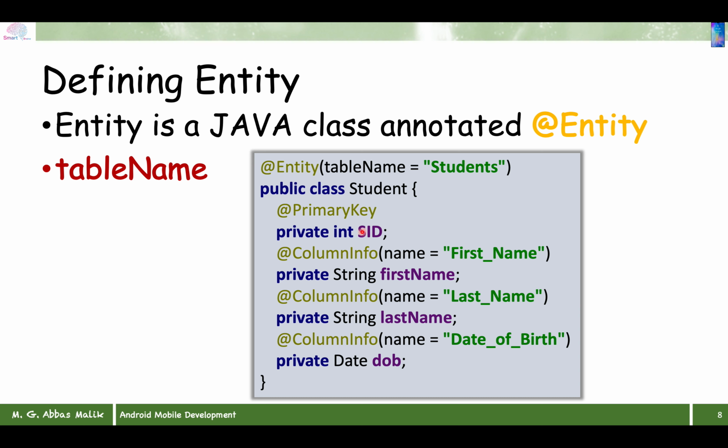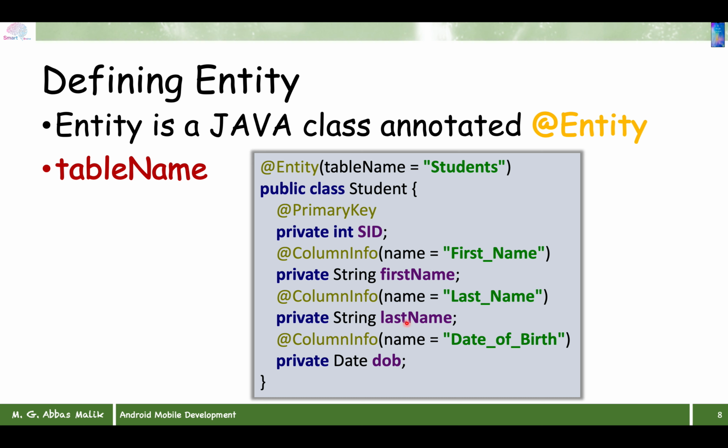So here we don't put the column information, so that's why it will take the name of the variable, and exactly the same column name will be created inside the students table. But here we are saying that don't use the name of the variable, rather use first underscore name as the name of the column inside the database table. The same thing we are doing for the last name and the date of birth.